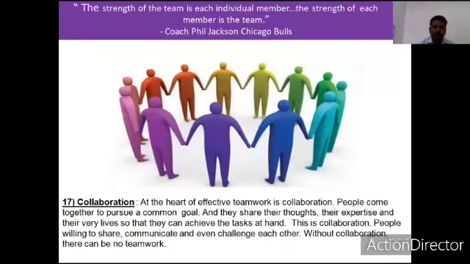Okay. And next one is collaboration. Why? Because the strength of the team is each individual member, and the strength of each member is the team itself. And that's why collaboration and making themselves as a group, or group cohesiveness, is the most important one.